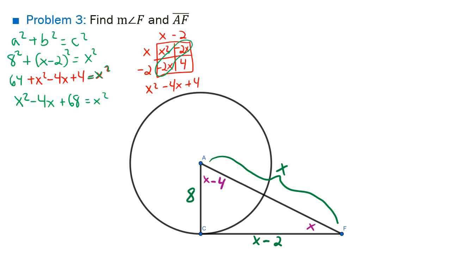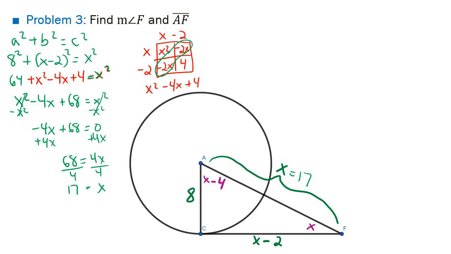From there, we want to get x squared by itself, so we're going to subtract it from both sides. That's going to have the x squared cancel out, giving us negative 4x plus 68 equals 0. I'm going to go ahead and add the 4x over to the other side, making it positive. So we have 68 equals 4x, divided by 4. So we're going to get 68 divided by 4 is 17. Now that we know what x is for the green x in the problem, we can figure out what AF is. AF is 17.